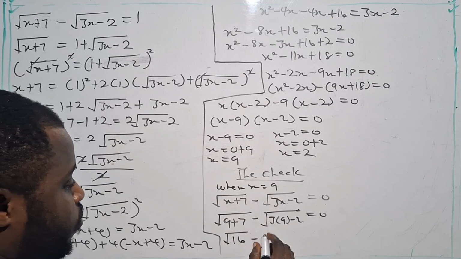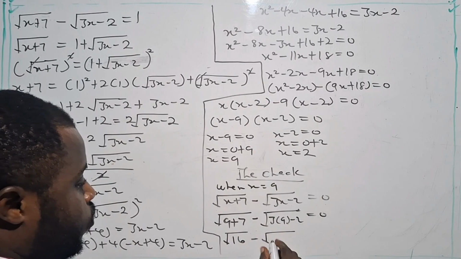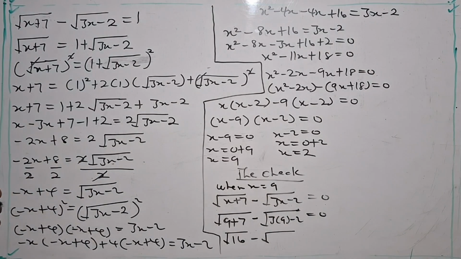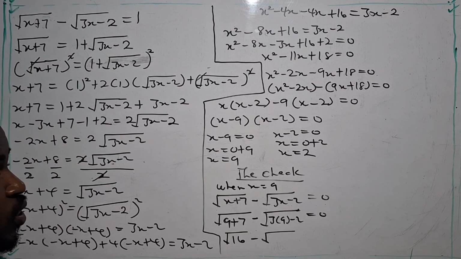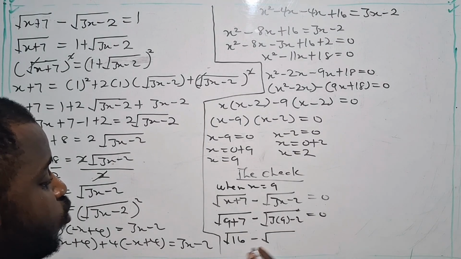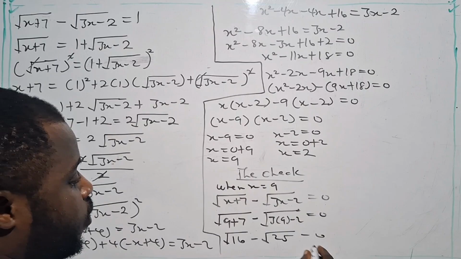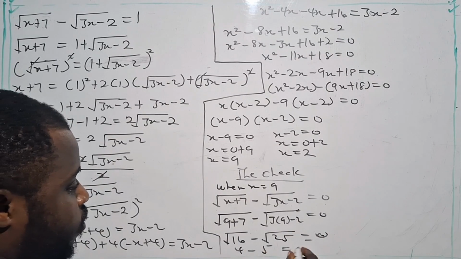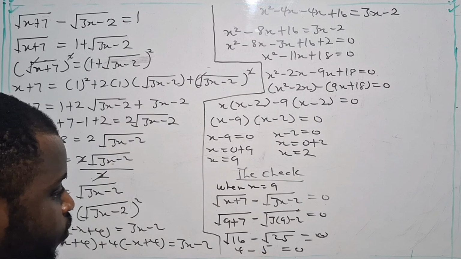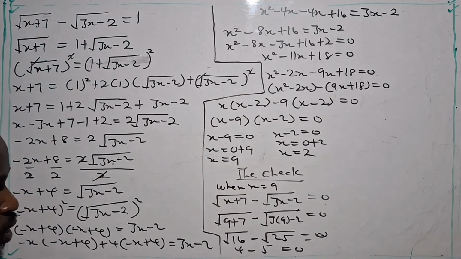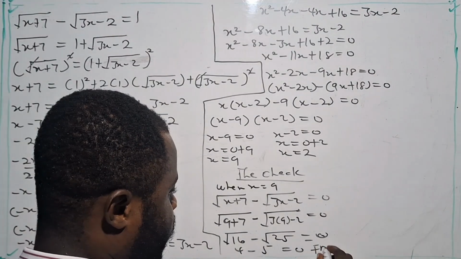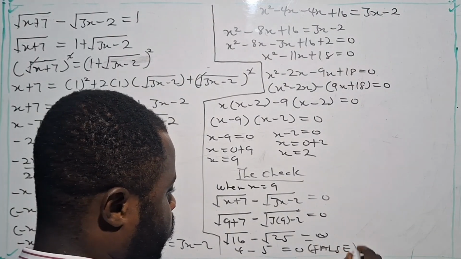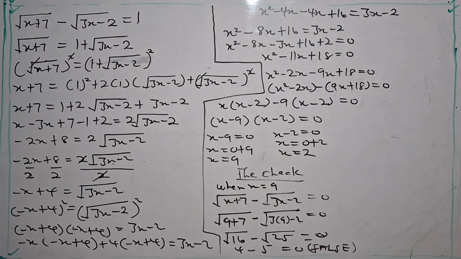So 16 minus root of 3 times 9, which is 27. 27 minus 2 will give us 25. Is equal to 0. So here will be 4 minus 5 equal to 0. And looking at this, you can see that 4 minus 5 is not equal to 0. So this makes this statement false. It's equal to negative 1.